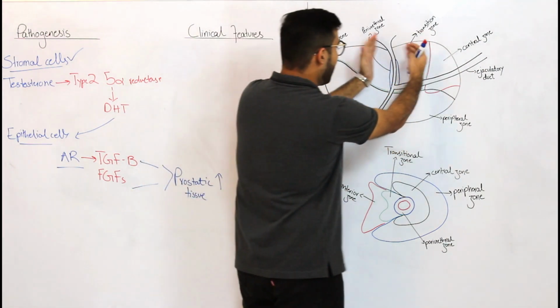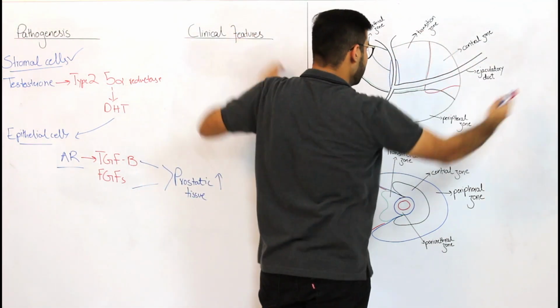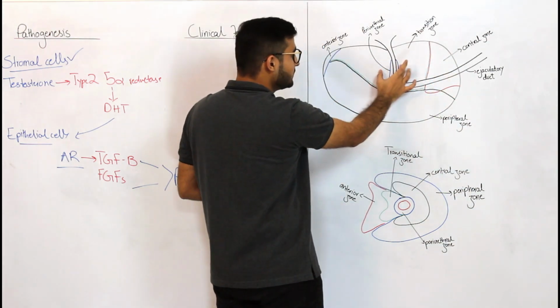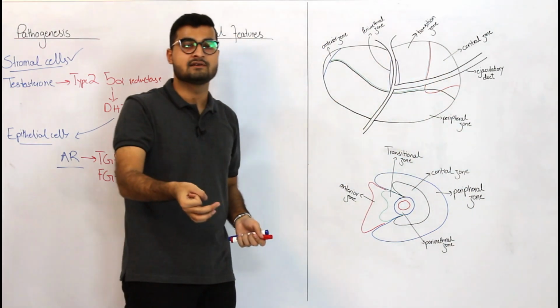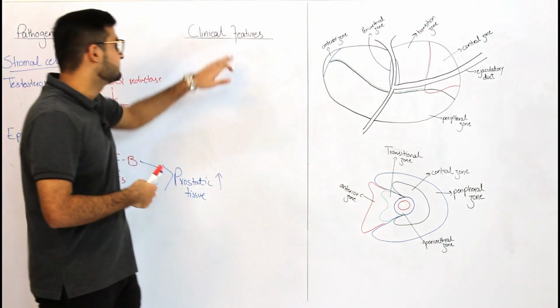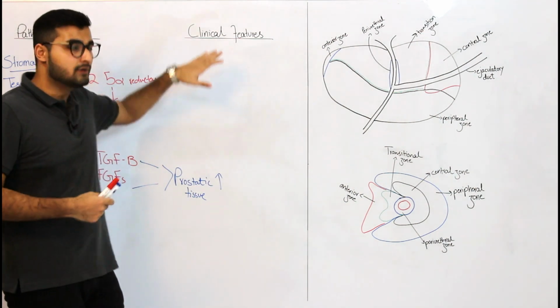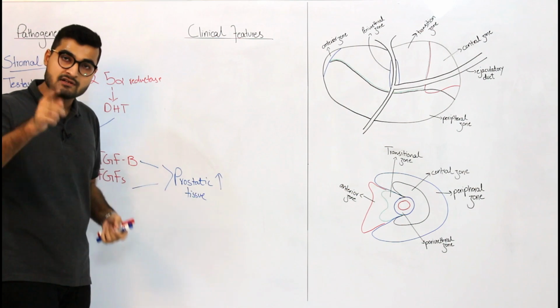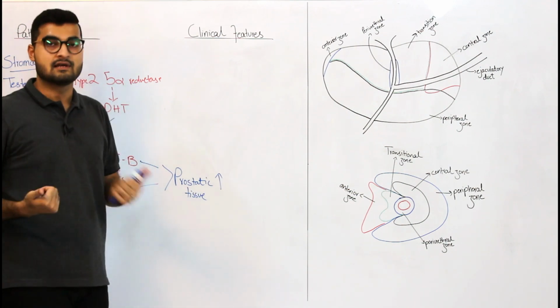Obviously if you have tissue all over, it's going to grow in the periphery as well as in the center. So the tissue is going to grow over here and it's going to compress your urethra. When you have a compressed urethra, that is when the patients start having symptoms, right? So we'll talk about the symptoms a bit. So what's basically happening here is that you have increased prostatic tissue, right? You have increased cellular proliferation.